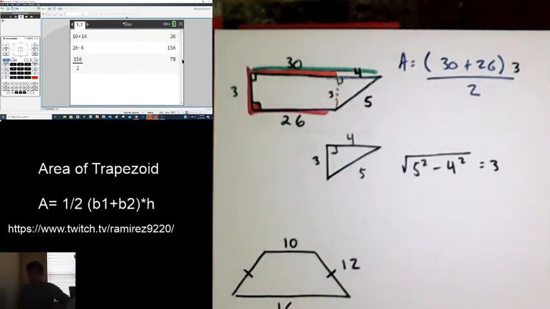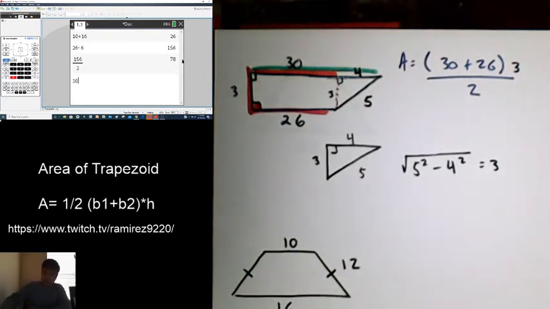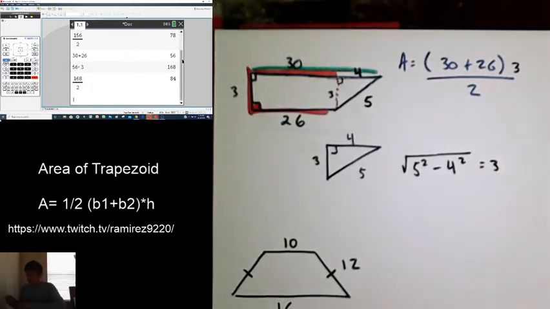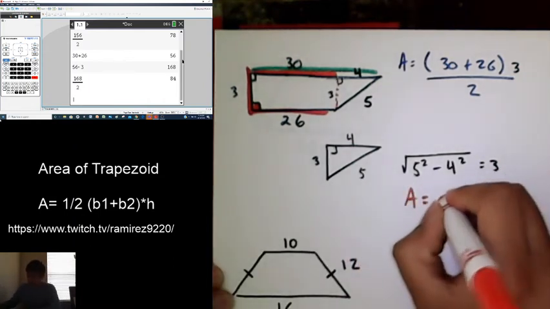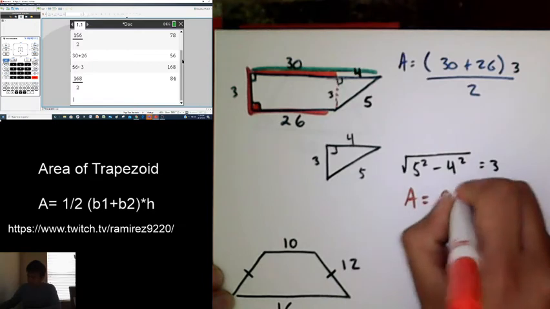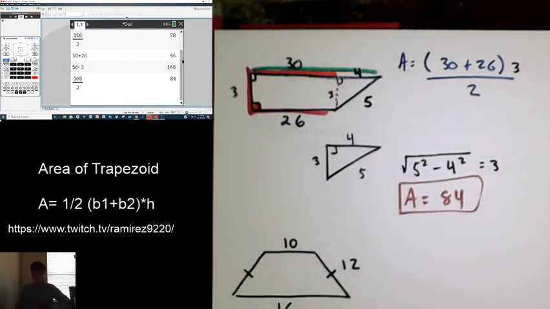So now I just get my calculator. 30 plus 26, that's 56. I have to multiply that by 3 and divide by 2. So the area of my trapezoid here is 84. Just like that.